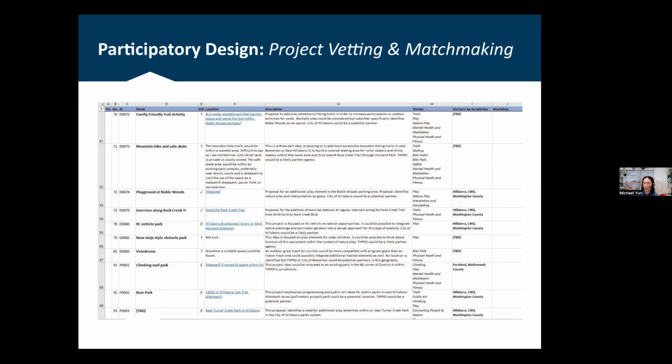And then we went through a process of vetting these ideas with Metro and with partners to make sure that, one, they were compatible with the program needs, and two, that they would align with something that our partners saw as feasible, because of course they would be the owners of these projects in the end.